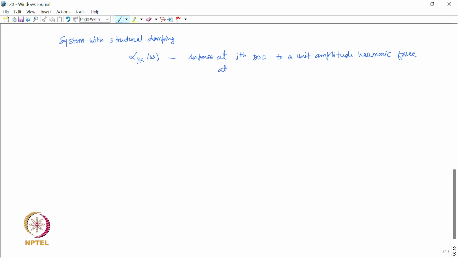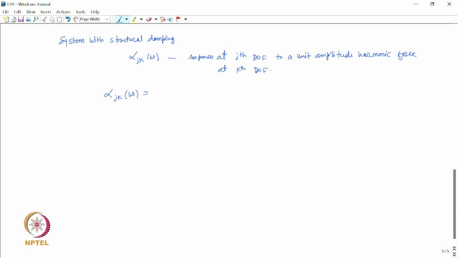So, if you consider a system with structural damping, and look at one of the FRFs, alpha jk of omega. What is alpha jk of omega? As we studied earlier, it is nothing but the response at the jth degree of freedom to a unit amplitude harmonic force at the kth degree of freedom, right.